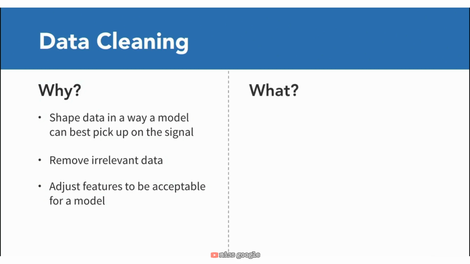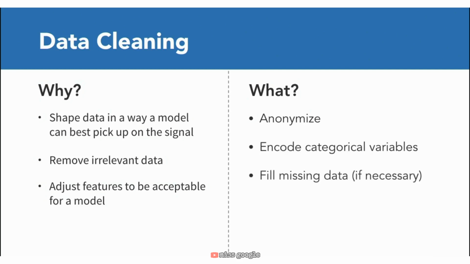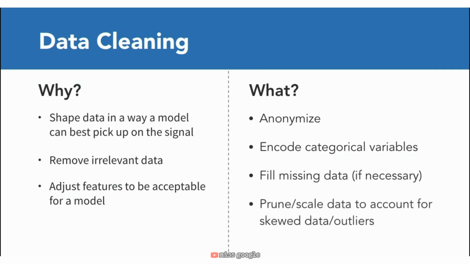Largely, data cleaning is completely driven by your exploratory data analysis, but a few things to consider or look for when you're doing this. The first is anonymizing your data. There are heavy regulations on data privacy, so generally you should be removing any personal identifiers from your data if this isn't publicly available data. The next is encoding categorical variables. We'll see a little bit more of this in future lessons in this chapter. Then you might be filling in missing data. And lastly, if you have skewed features or outliers, then you'll want to prune or scale it.